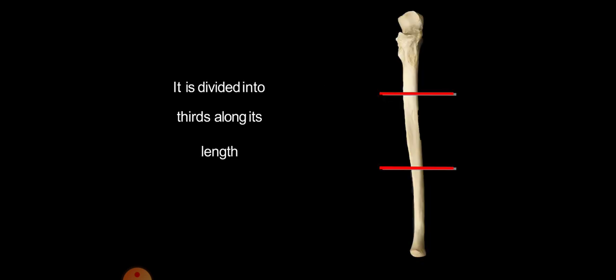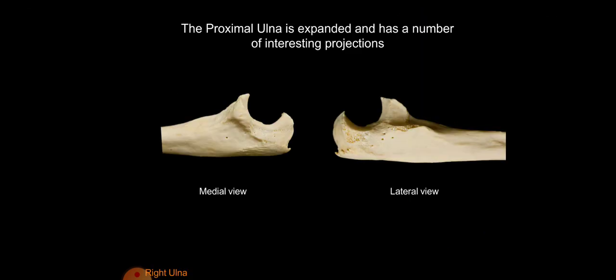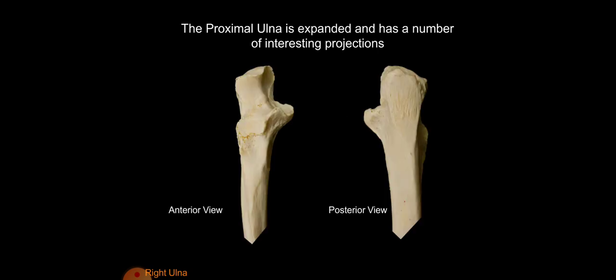Ulna is a long bone, that is why it has been divided into three parts: upper, middle and lower part. So this is the upper end, this is middle and this is the lower part. At the proximal part we have some interesting projections, processes and notches. So this is the anterior view and this is the posterior view of the ulna.